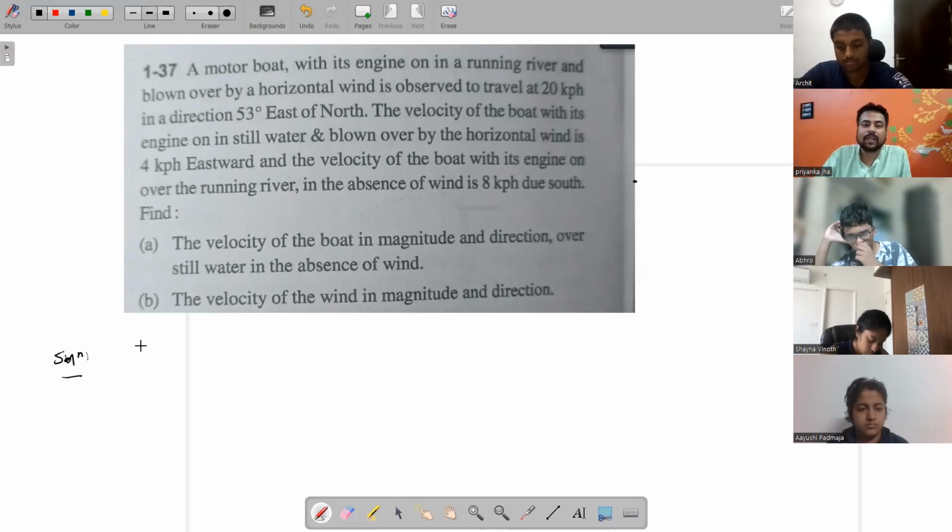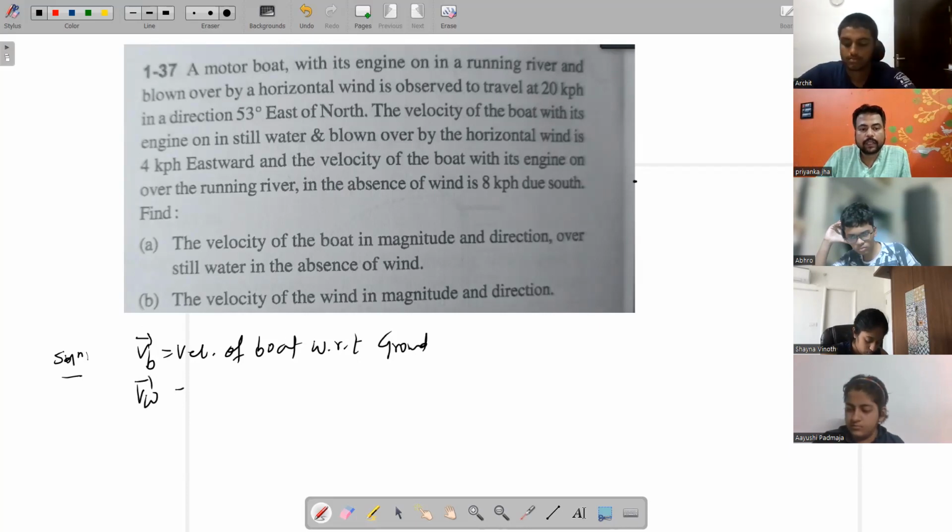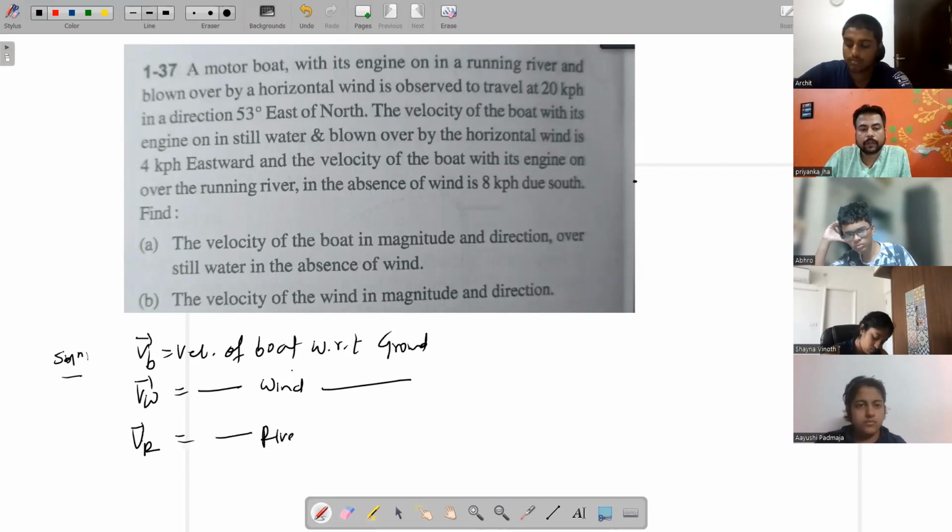You just do one thing. Suppose VB is the velocity of the boat with respect to ground, VW is the velocity of wind with respect to ground, and VR is the velocity of the river with respect to ground.